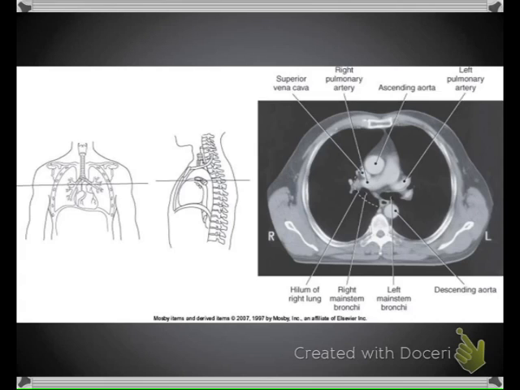One key structure that I would like you to really recognize, and it's not even labeled, is this and this, which are the left and right mainstem bronchi. And so it becomes obvious that the carina has just split, and we have started going into the right and left lungs. However, there is a structure posterior to it.